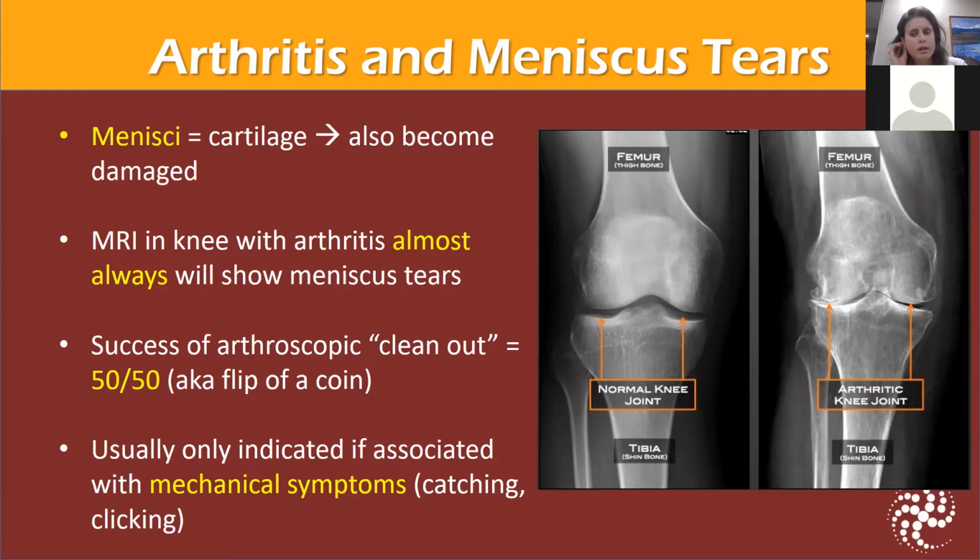And so, I have spent a lot of time talking about this, but unless there's an actual catch or a click or something that's happening with that meniscus tear that's causing symptoms, like it's feeling like something's shifting, it's unstable, I generally try to avoid arthroscopic clean out, so going in with the camera and shaving that meniscus, just because studies have shown over and over again that the likelihood of success of that kind of surgery for a clean out to treat pain is about 50-50. And the reason is because you still have the arthritis. You can't get rid of that with arthroscopic surgery.